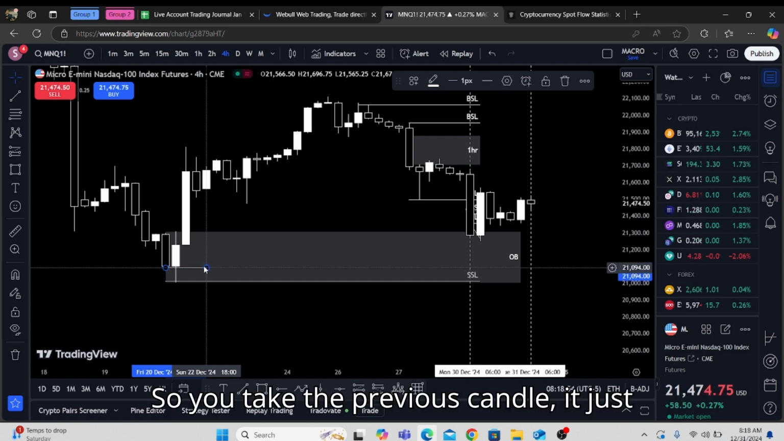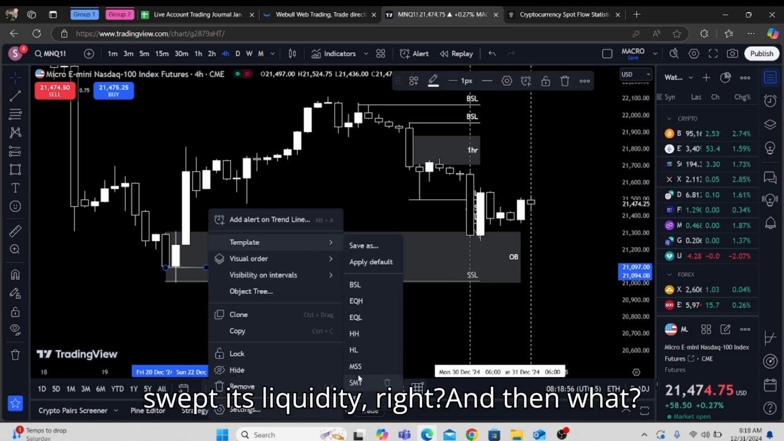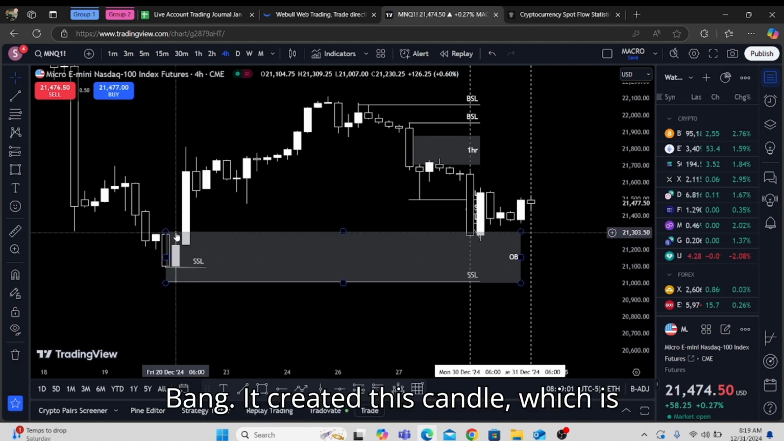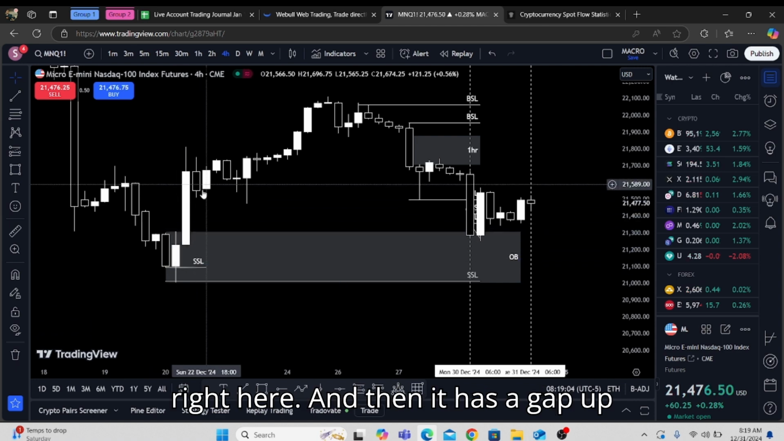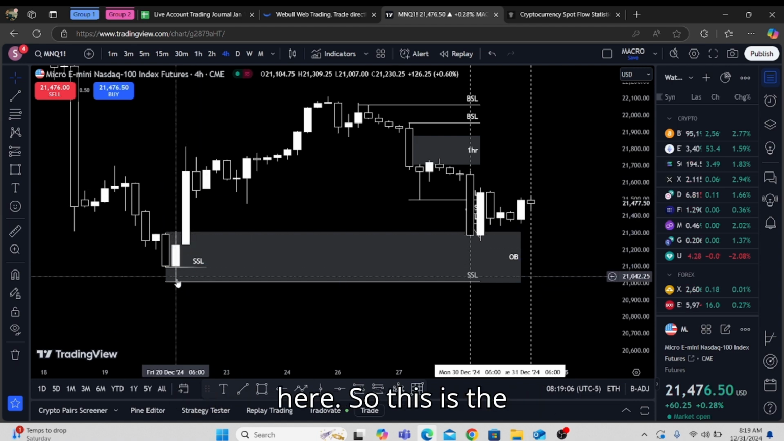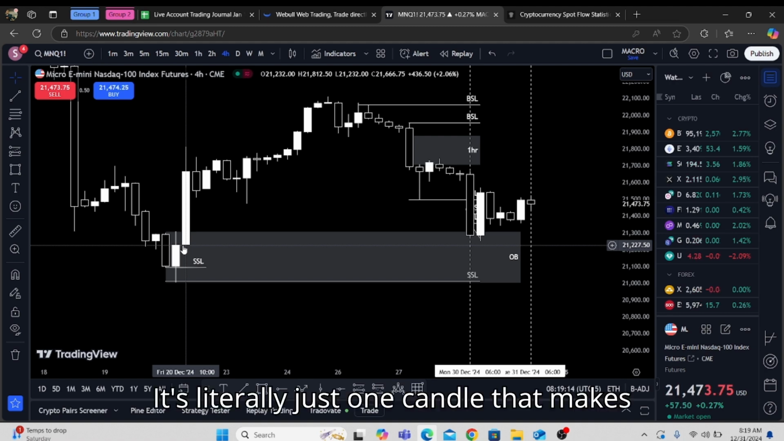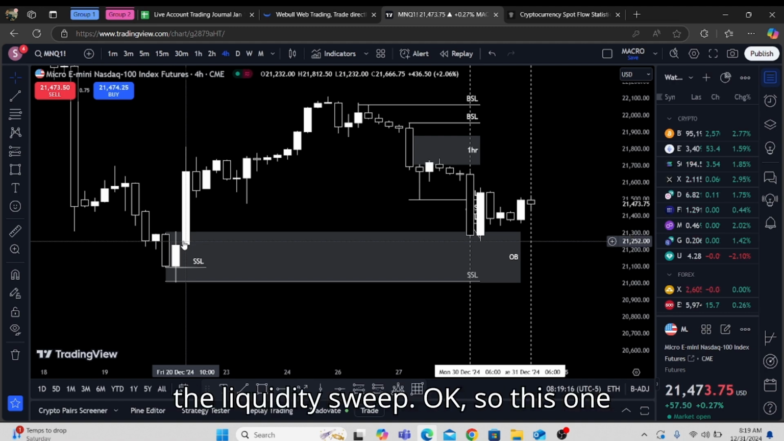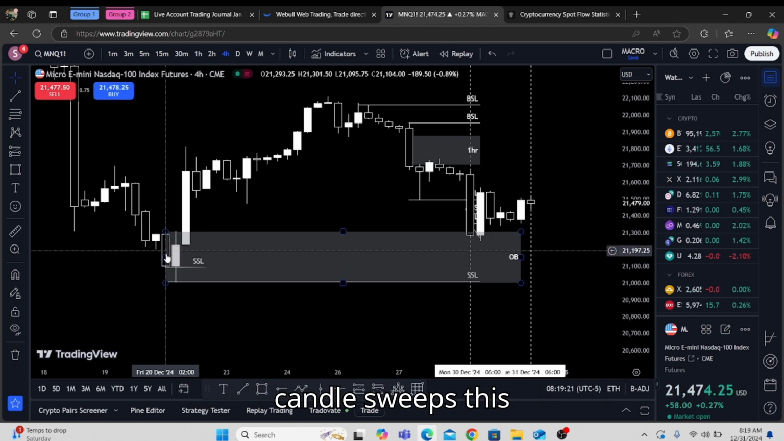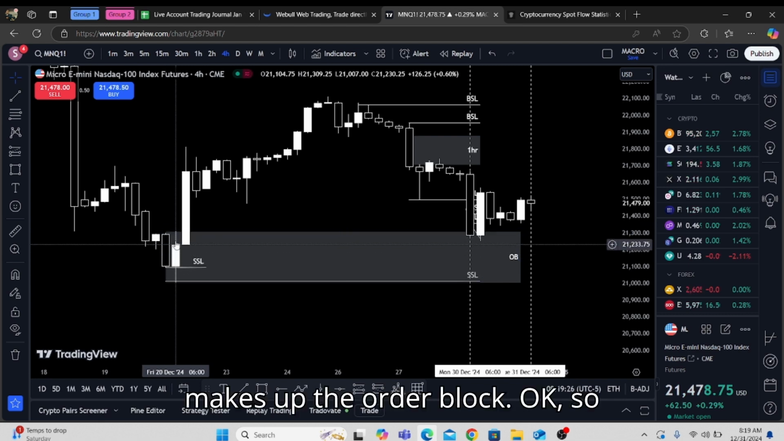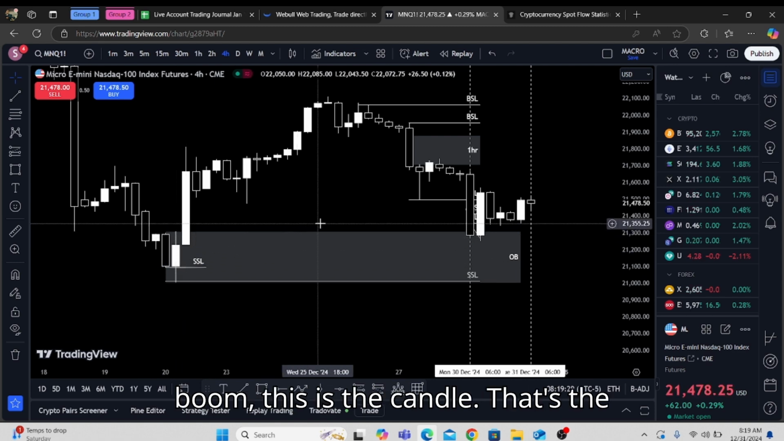So you take the previous candle, it just swept its liquidity, right? And then what? Bang. It created this candle, which is right here, and then it has a gap up here. So this is the order block. It's literally just one candle that makes the liquidity sweep, okay? So this one candle sweeps this liquidity. One candle makes up the order block. So boom, this is the candle, that's the order block.